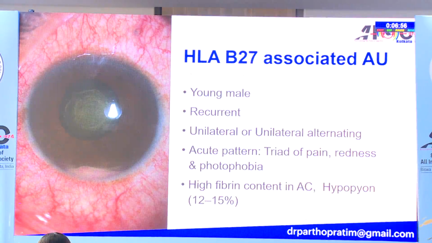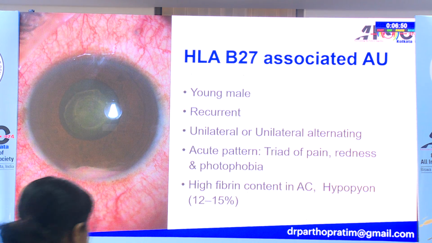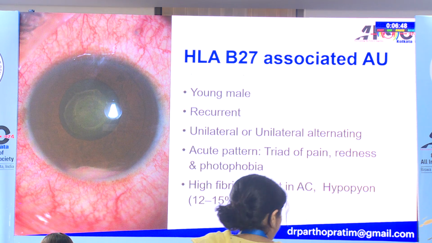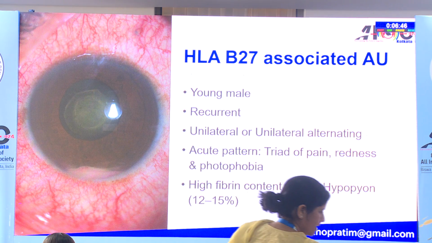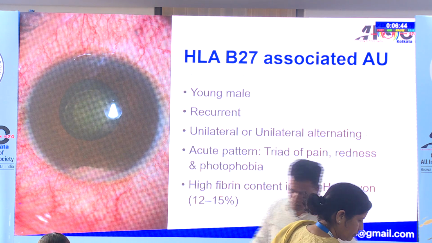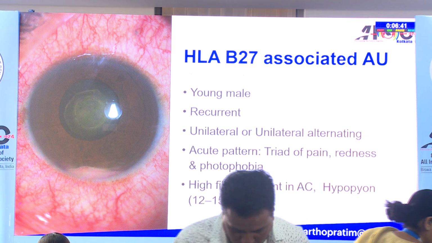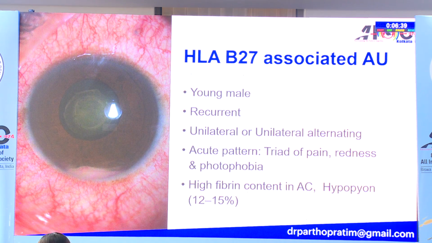For example, this HLA-B27: what we know is that commonly young males are involved. It's recurrent in nature. It is almost always unilateral, but keeps on alternating from one eye to the other. And we see a triad of pain, redness and photophobia, and high fibrin content in the anterior chamber or with hypopyon. So this is our knowledge.